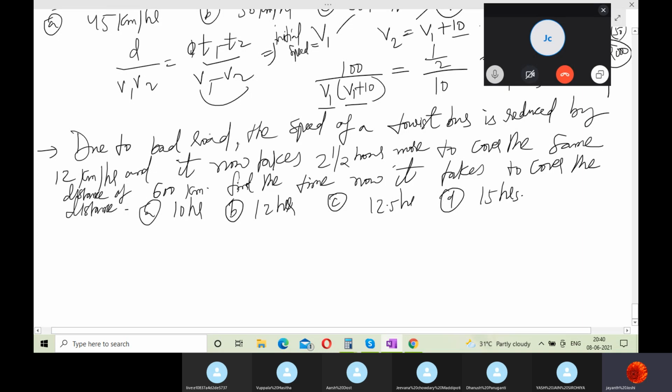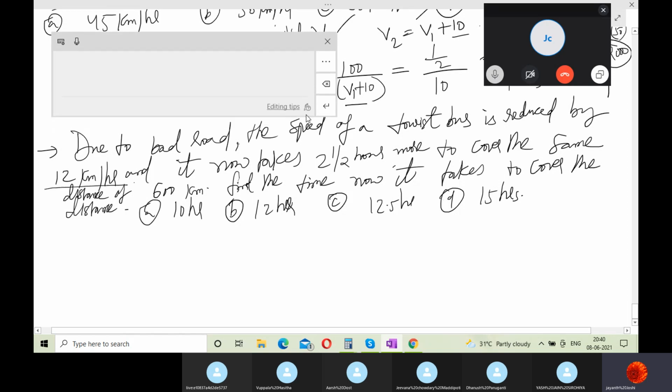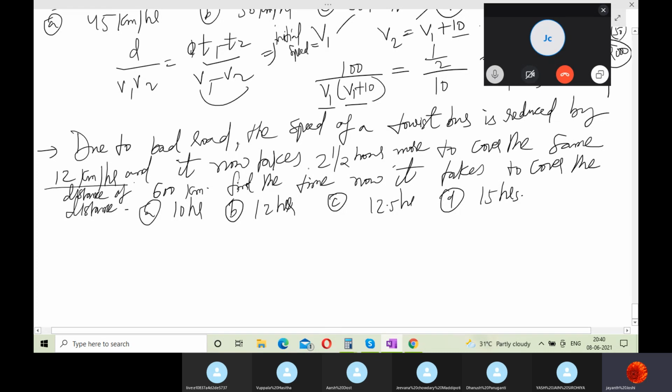Okay, let's do this. See, due to bad road, the speed of a tourist bus is reduced by 12 kilometers per hour. That is the difference in speed. It now takes 2.5 hours more. So difference in time is 2.5 hours. Difference in speed is 12 kilometers per hour. And the distance is given as 600.